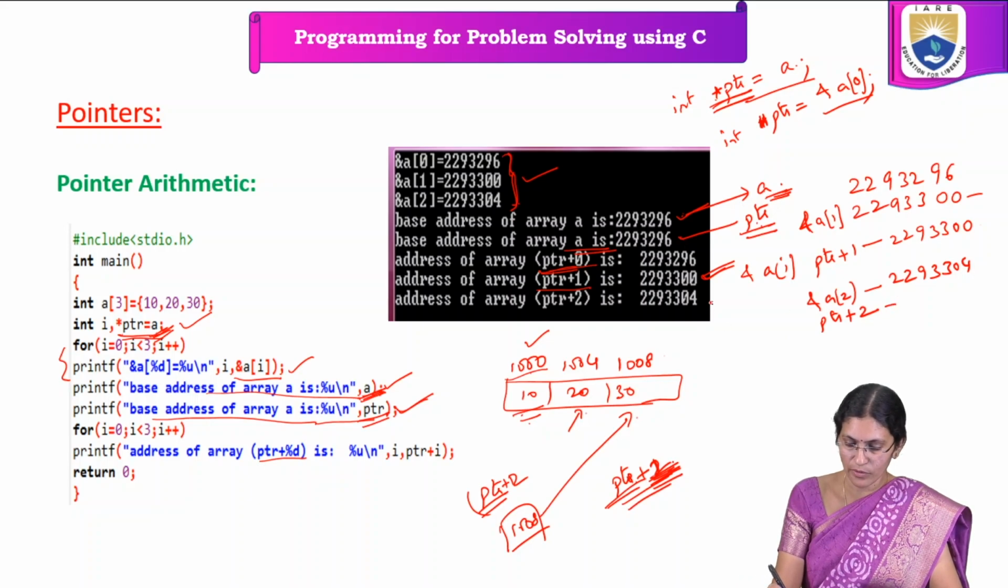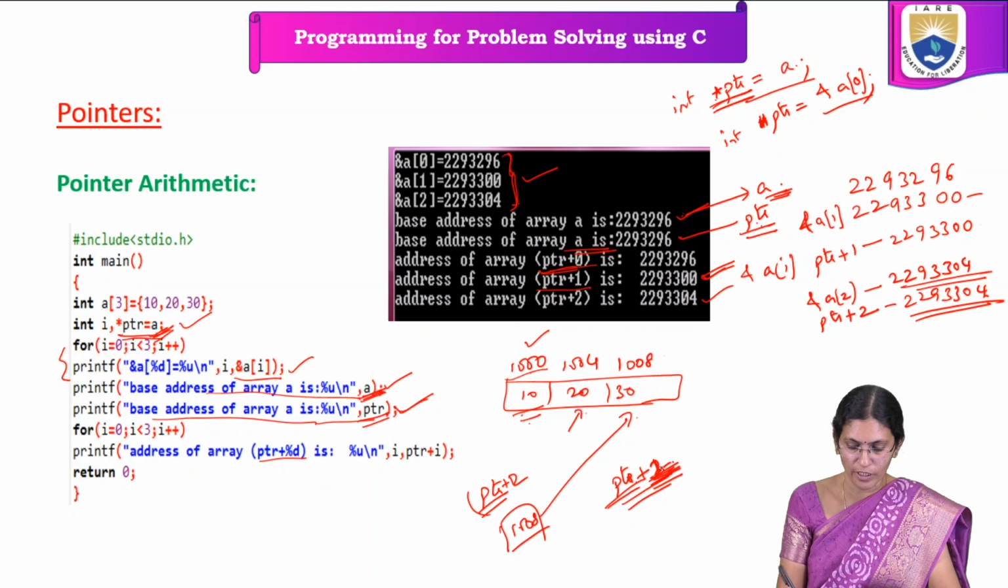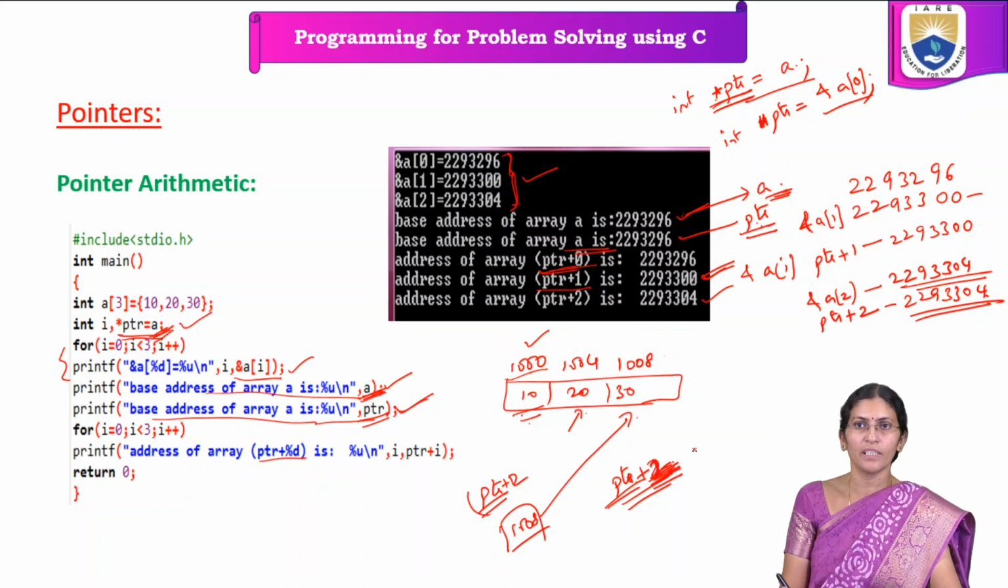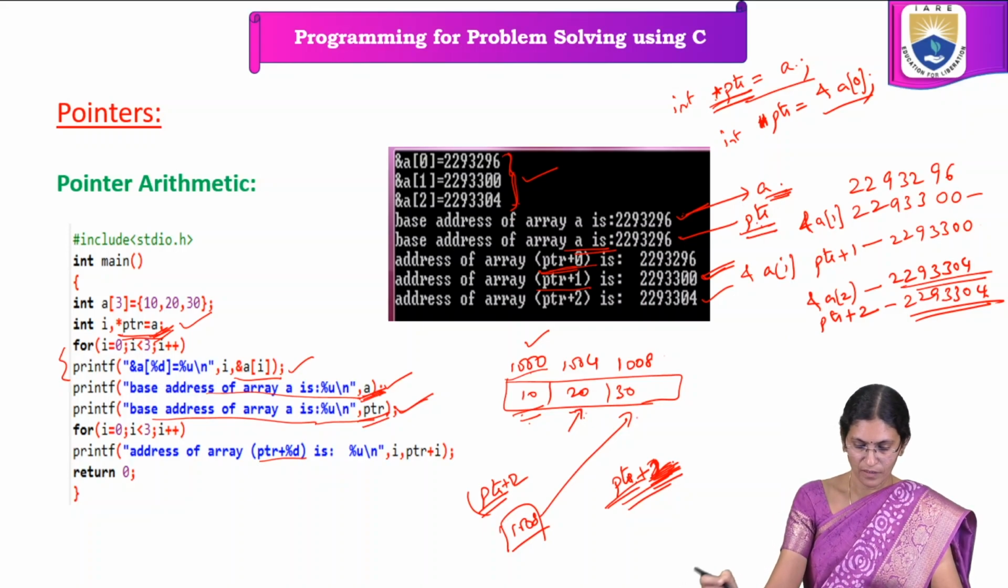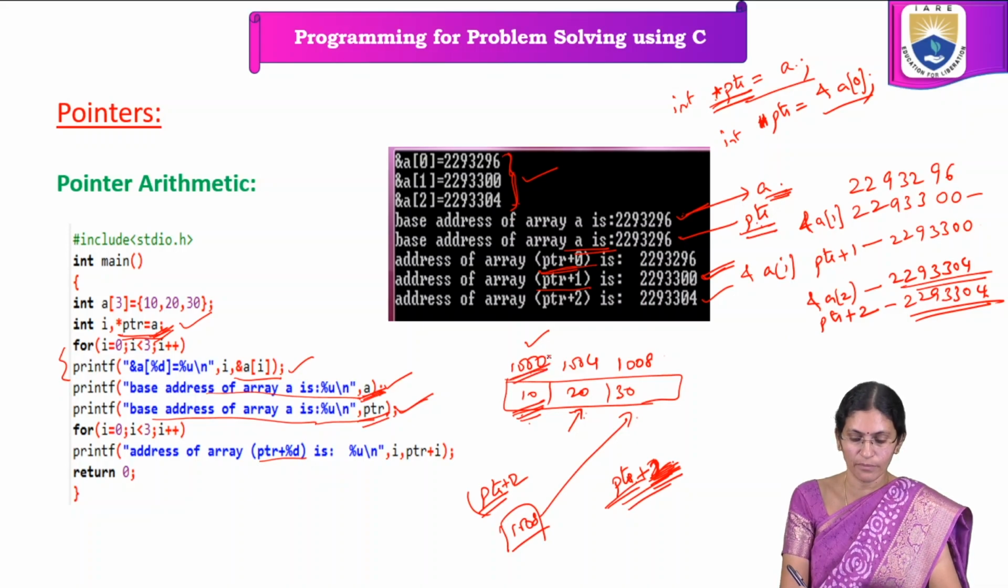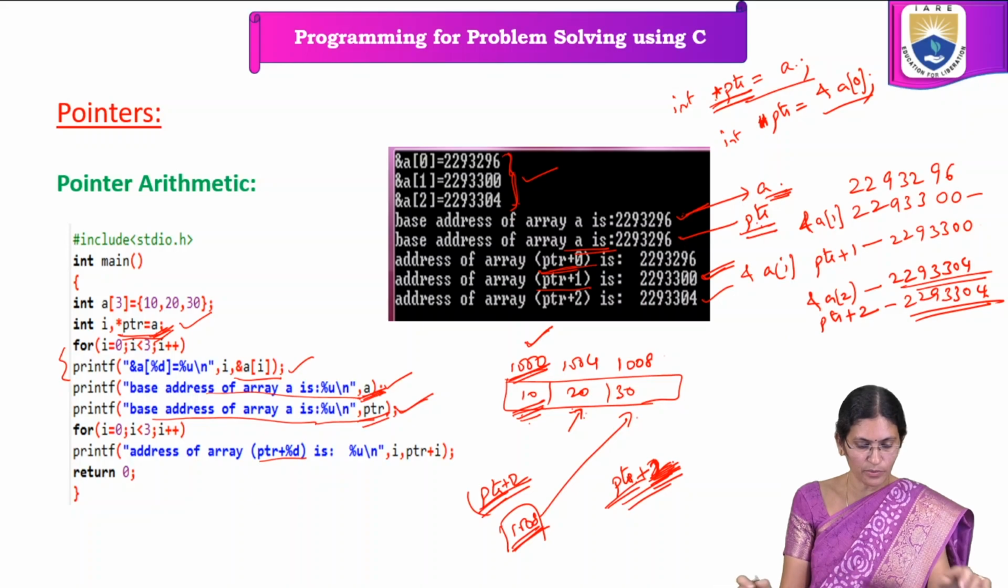So that is equal to, its address is also the same, 2293304. Thus in this way we can say that if you are incrementing the pointer variable by 1, it will refer to the memory location where the second element of the array is placed. So this PTR will hold the base address of each element of the array. So in this way you can understand.